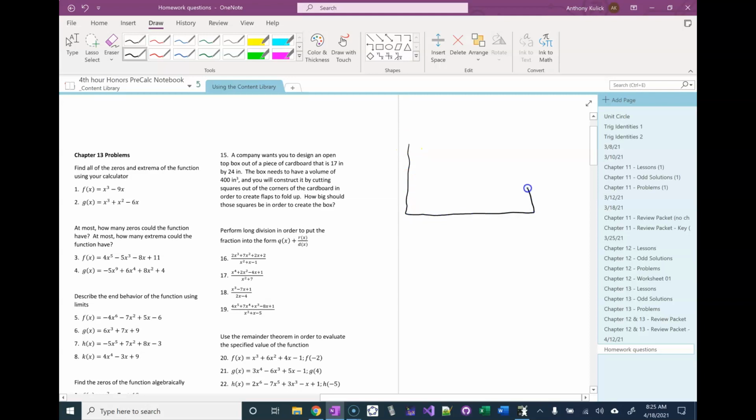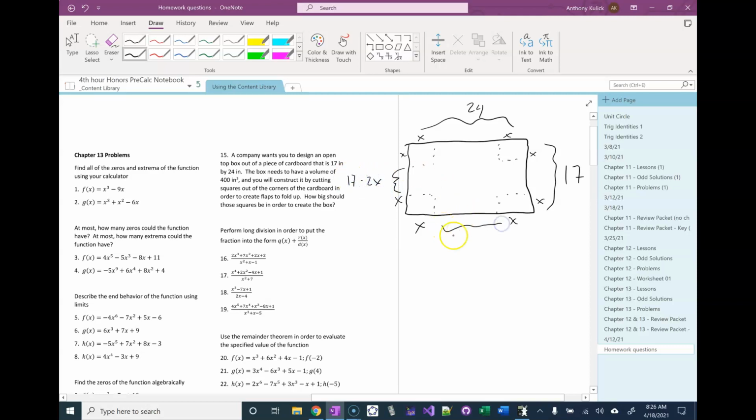I'm going to draw a picture here. So here's my sheet of cardboard. So we have this side is 24, this side is 17, and we're going to cut some corners so that we can fold it up and make a box. So these little corners here are x long, because we're going to cut a square out. So that means that this piece then is 17 minus 2x, and this piece here would be 24 minus 2x.